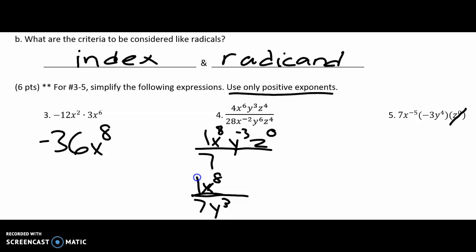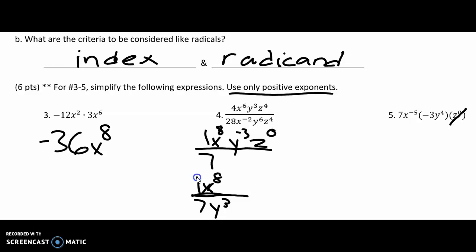So, for example, if that said 4z to the 0, I would still have to leave the 4 there because it would look like this. If you see this, that doesn't make the whole thing 1. It only gets rid of the variable, and so you'd still be left with 4. So you got to be careful with that. Make sure come test day that you don't fall for that, because that is a trick that we can throw at you.